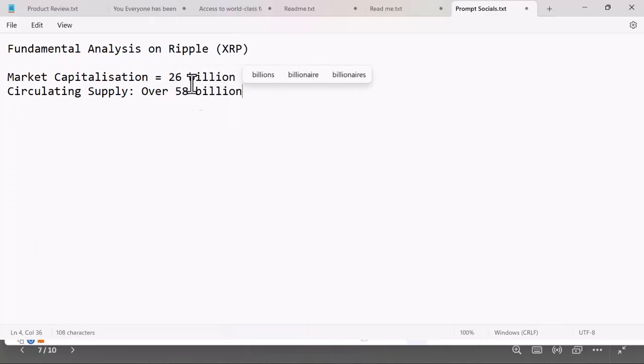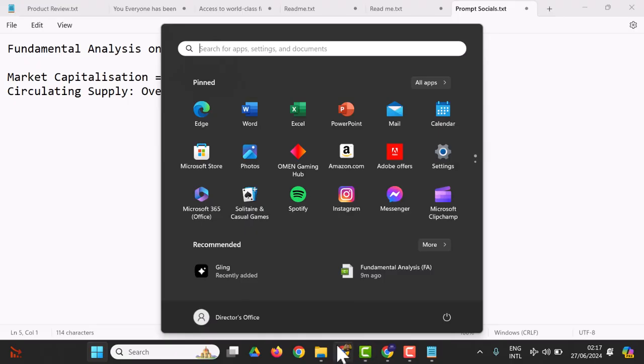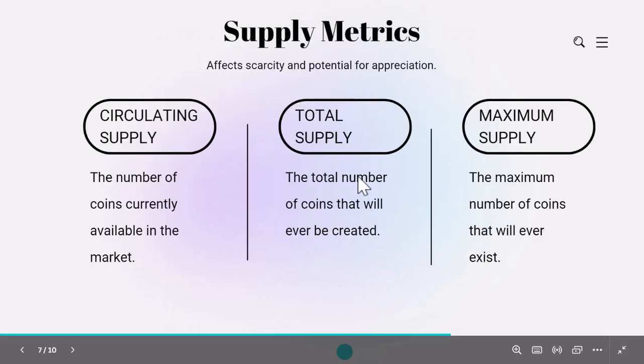Yeah, so this is over as well. We are not putting the exact figure. We are just checking the market value and doing the fundamental analysis. So right now we have the circulating supply of over 58 billion, and right now you come back here to check what is the next one we want to check. We are going to check the total supply.